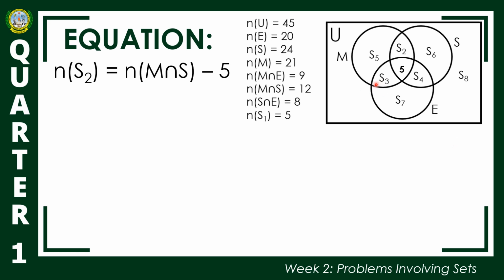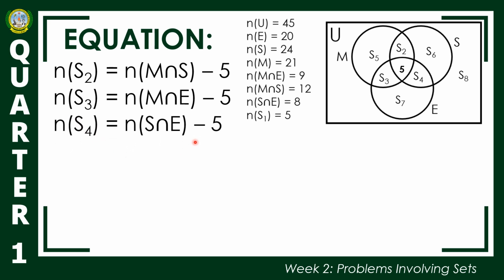Ganun din ang gagawin natin dun sa S sub 3 and S sub 4. So, para kay S sub 3, we are going to subtract 5 from the intersection of M and E. Para naman sa S sub 4, we are going to subtract 5 from the intersection of S and E. So, after nun, makukuha na natin yung tatlong sets. Next naman po is yung outer, itong S sub 5, S sub 6, and S sub 7.